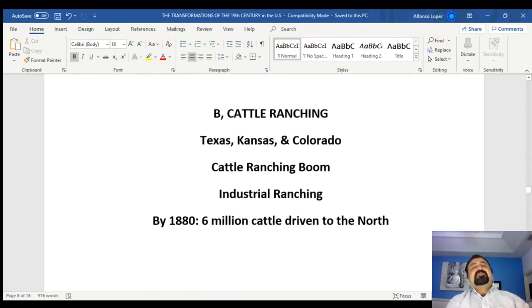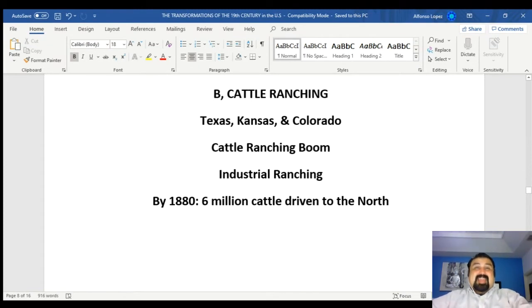Then, besides mining, there's yet another enterprise, and that is cattle ranching. Particularly, cattle ranching is going to boom in a very significant way in places like Texas, which was already, of course, a state in the Union. But nonetheless, Texas was still very undeveloped for the most part. Despite the fact that it was already a state, there were, of course, plantations there. There were towns, population centers, and the like. Nonetheless, this is going to transform Texas and modernize it, okay, very quickly.